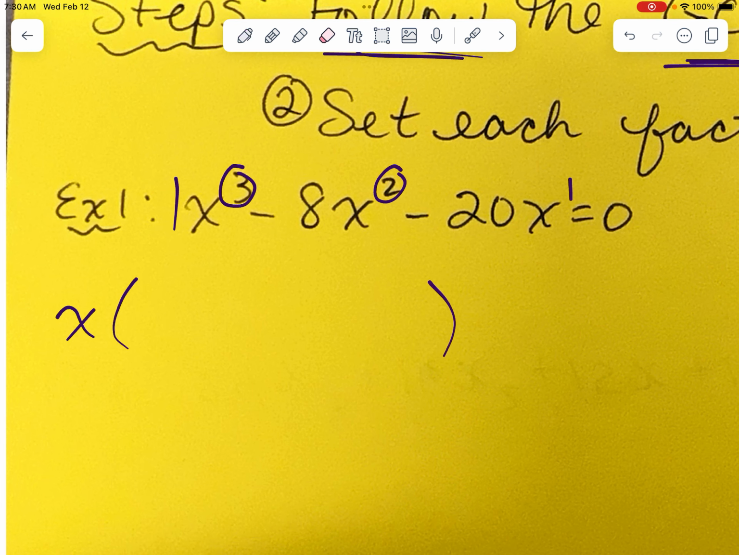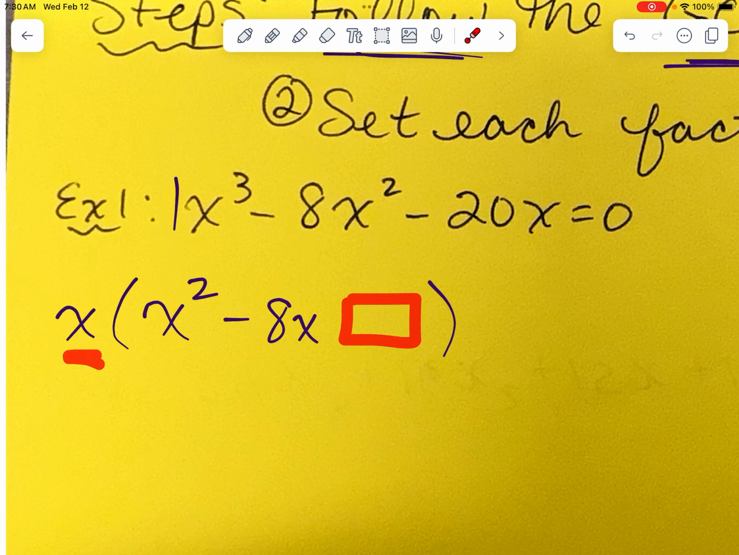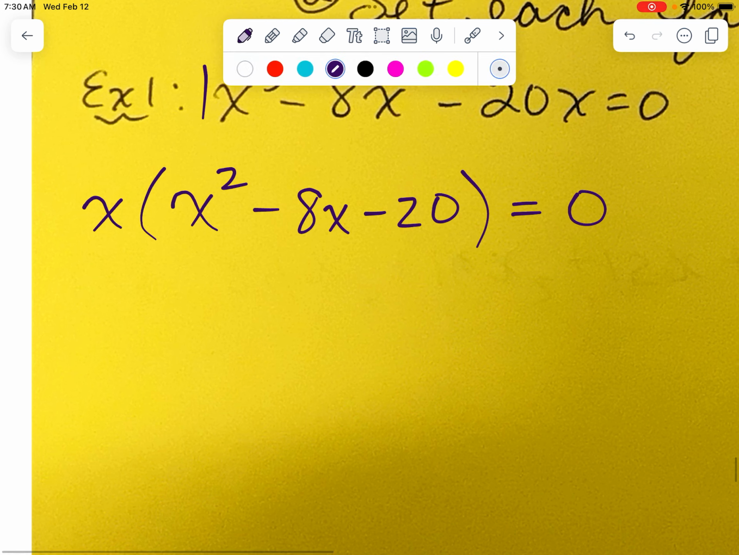And then you say, okay, if I took an x out, then we could say, x times what would give me x to the third? Well, that would be x squared. And remember, when you're multiplying letters or variables, you add the exponents. Let me do this again. x times what would give me negative 8x squared? Well, that would be negative 8x. And x times what here would be negative 20x? That's simply negative 20.